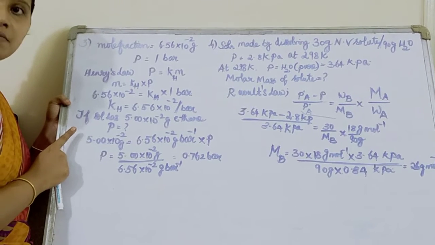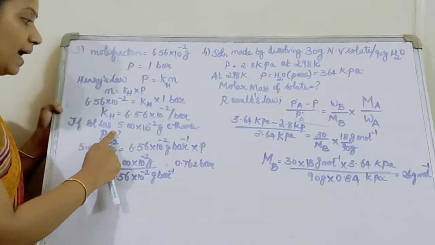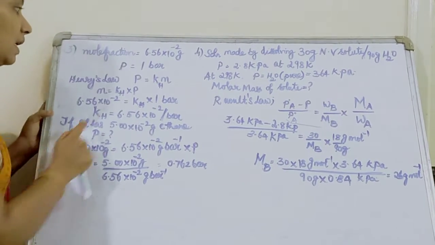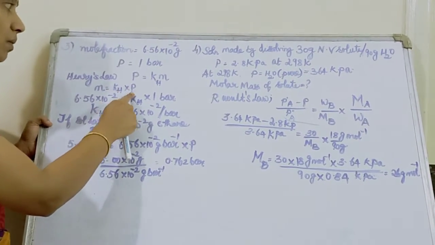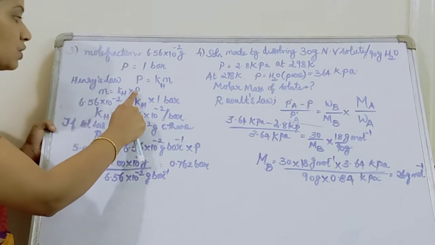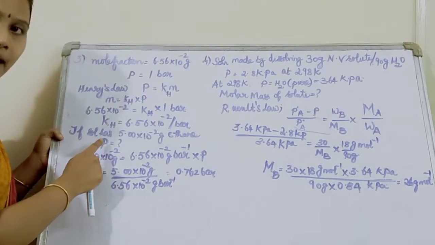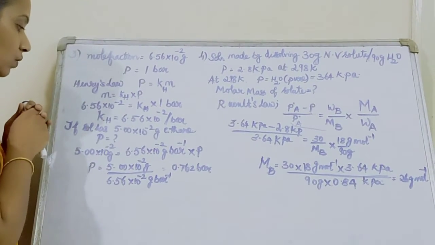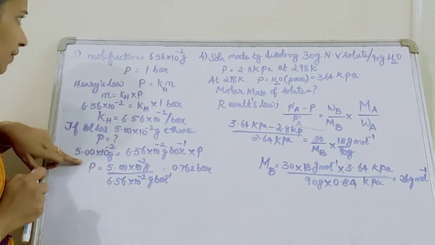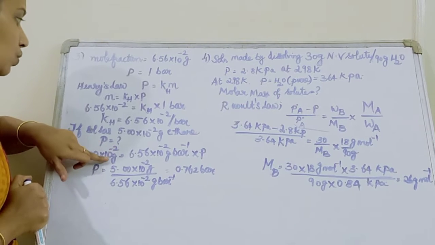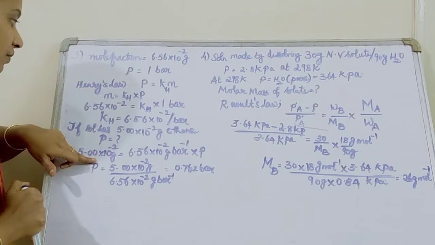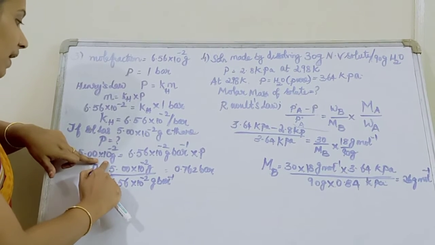Now, the second case will be, if my solution has this much gram of ethane, what will be the partial pressure? Now, derive partial pressure from the formula. We have already seen what partial pressure is. Now, I have to calculate P. So, P is equal to M by Kh, right? Kh I have already calculated. So, what is your P value? The value of M is 5 into 10 power minus 2 gram, because in the second case of the problem they have provided the value of M.